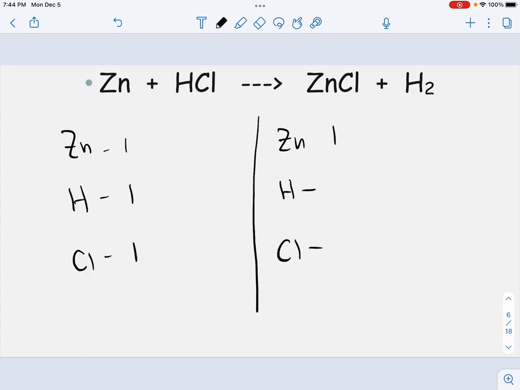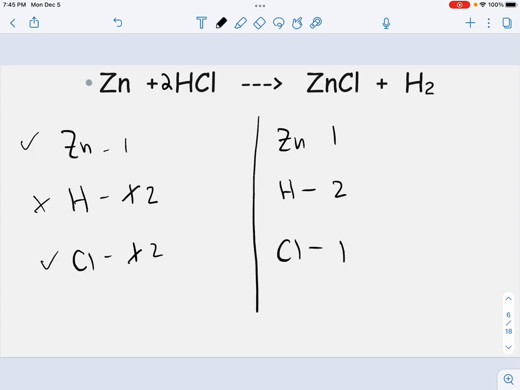Okay, we've got 2 hydrogens, and we've got 1 chlorine. So zinc is balanced, chlorine is balanced, but not hydrogen. So what could we do? In order to get 2 hydrogens on the left-hand side, we're going to add a 2 in front of HCl. But by doing that, okay, we now have 2 hydrogens and 2 chlorines, okay?